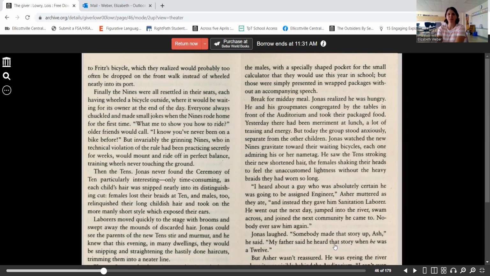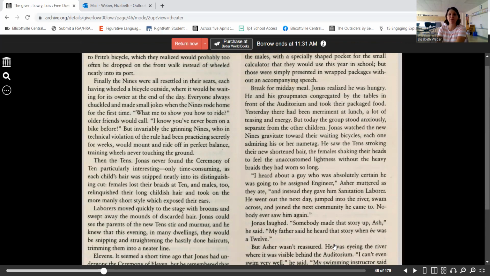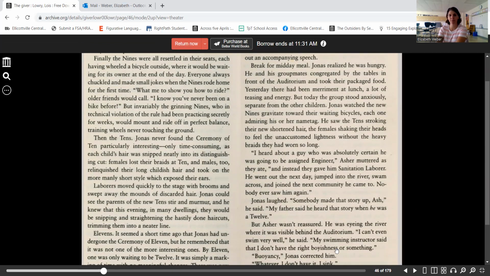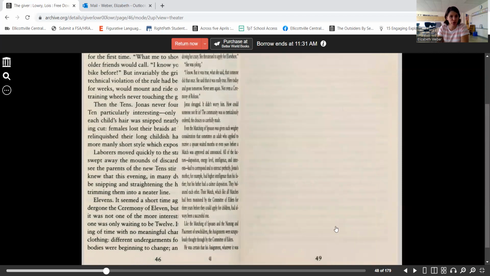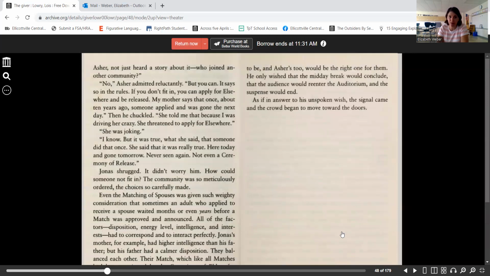Jonas laughed. "Somebody made that story up, Ash. My father said that he heard that story when he was a 12." But Asher wasn't reassured. He was eyeing the river where it was visible behind the auditorium. "I can't even swim very well," he said. "My swimming instructor said that I don't have the right boyishness or something." "Buoyancy," Jonas corrected him. "Whatever, I don't have it. I sink." "Anyway," Jonas pointed out, "have you ever once known of anyone, really known for sure, Asher, not just heard a story about it, who joined another community?" "No," Asher admitted reluctantly.